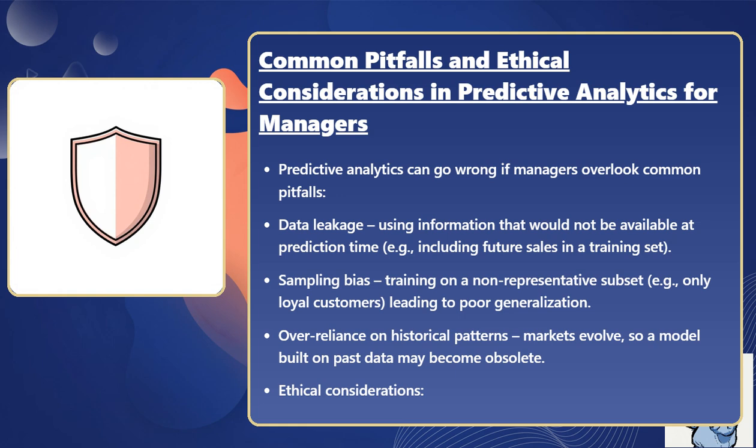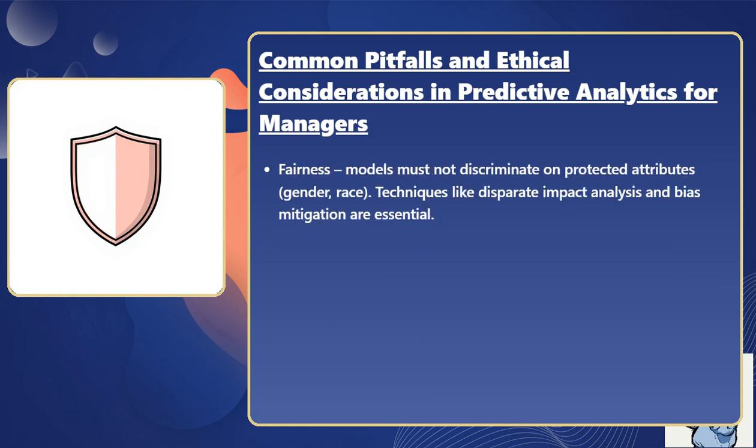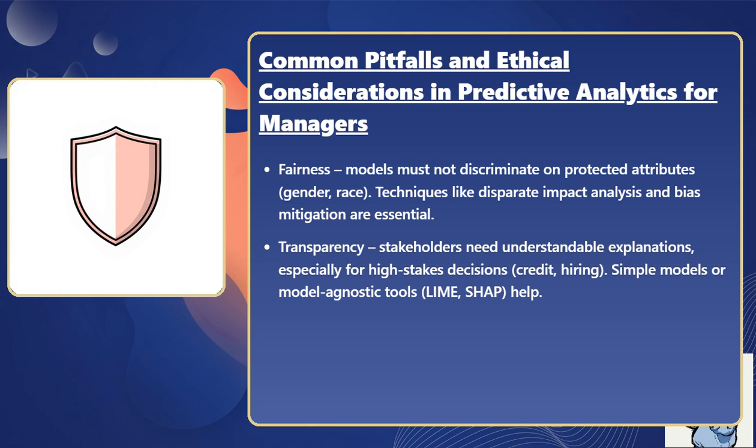Ethical considerations. Fairness: models must not discriminate on protected attributes such as gender or race. Techniques like disparate impact analysis and bias mitigation are essential. Transparency: stakeholders need understandable explanations, especially for high-stakes decisions such as credit or hiring. Simple models or model-agnostic tools such as LIME or SHAP help.